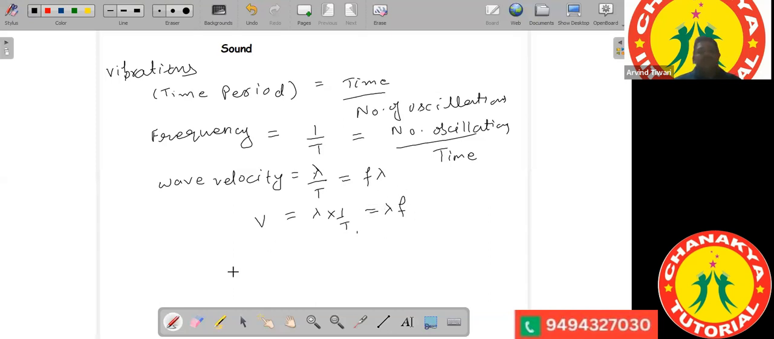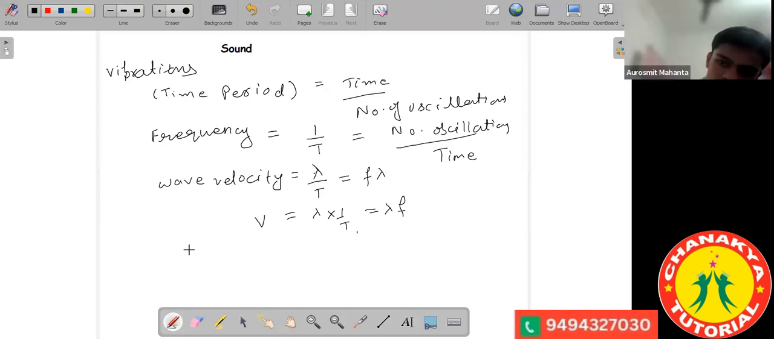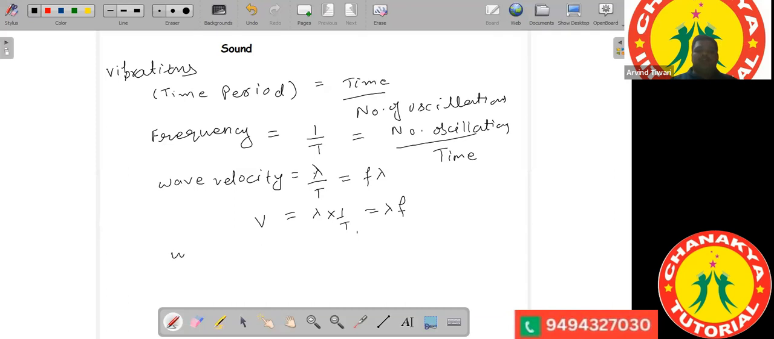And Orosmith, what is the unit of frequency? Hertz. Very good. So the unit of frequency is hertz, named after the scientist Hertz. Therefore the unit of the frequency is hertz. Okay.